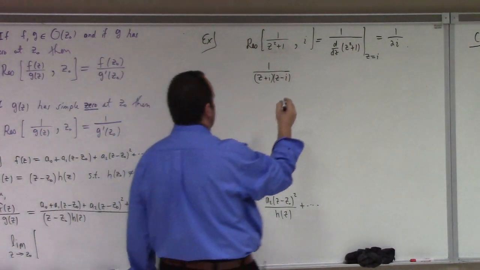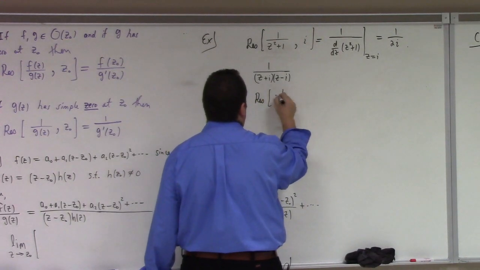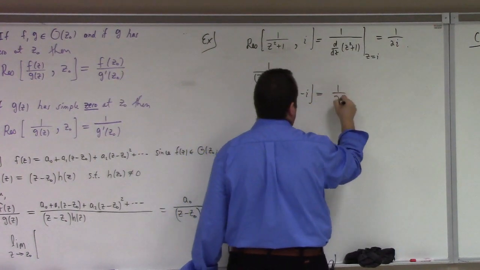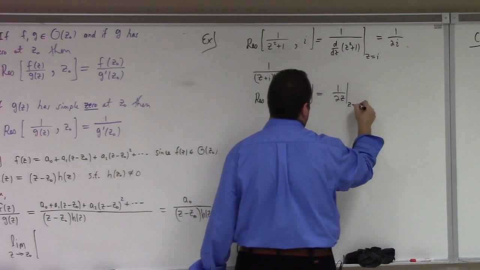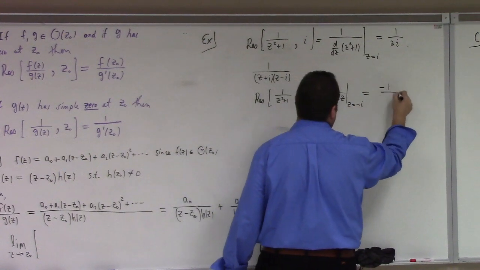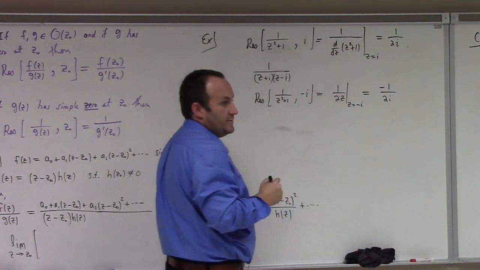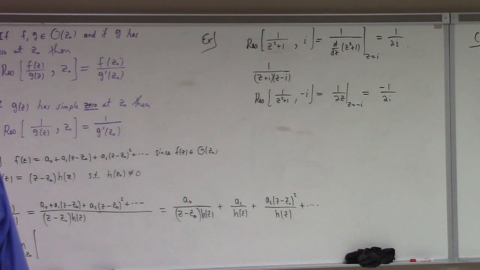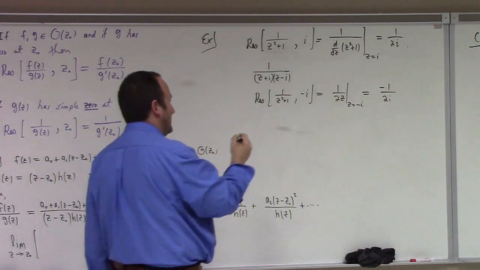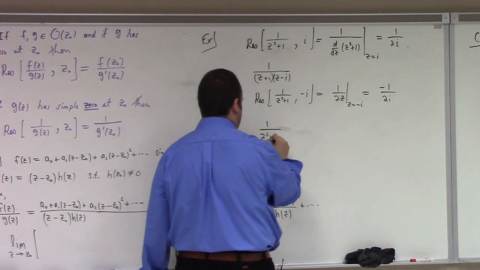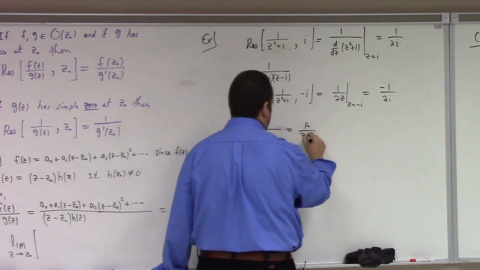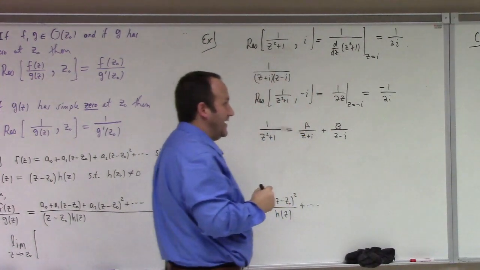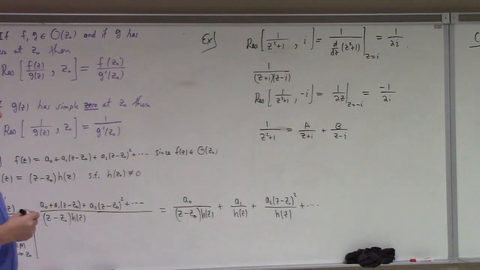And likewise, the residue at minus i is 1 over 2z evaluated at z equals minus i, which is minus 1 over 2i. This is actually pretty neat because it means that you can calculate partial fractions without calculating partial fractions. Because you know that 1 over z squared plus 1 looks something like a over z plus i plus b over z minus i, and those a and b must be 1 over 2i and minus 1 over 2i.